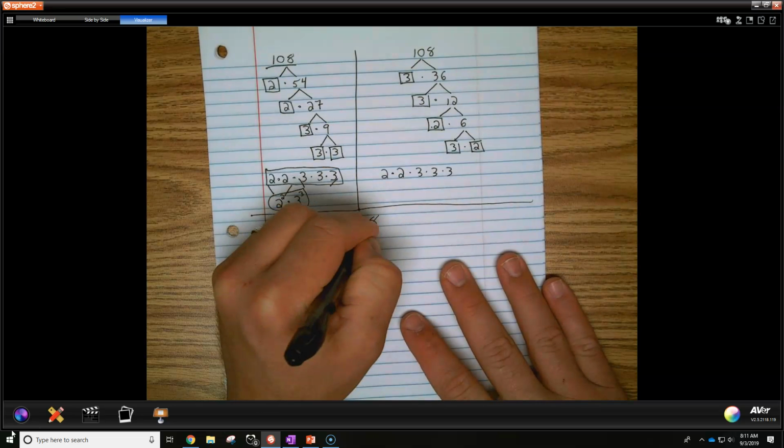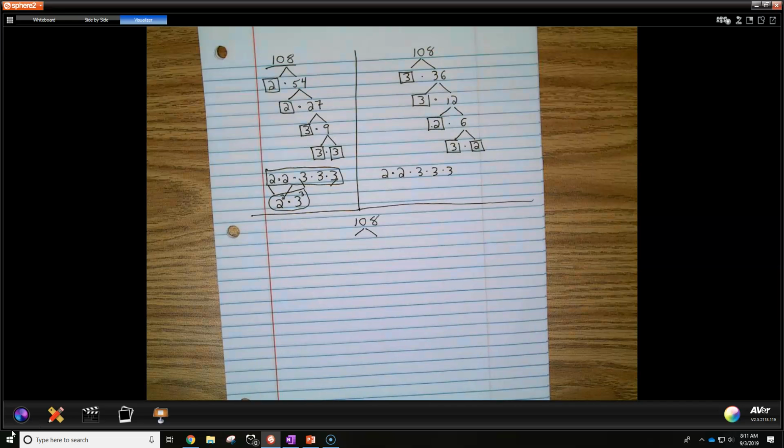I'm going to give you guys a couple more minutes. Can you find another way to find the exact same answer? You can work with a partner, or you can work by yourself.